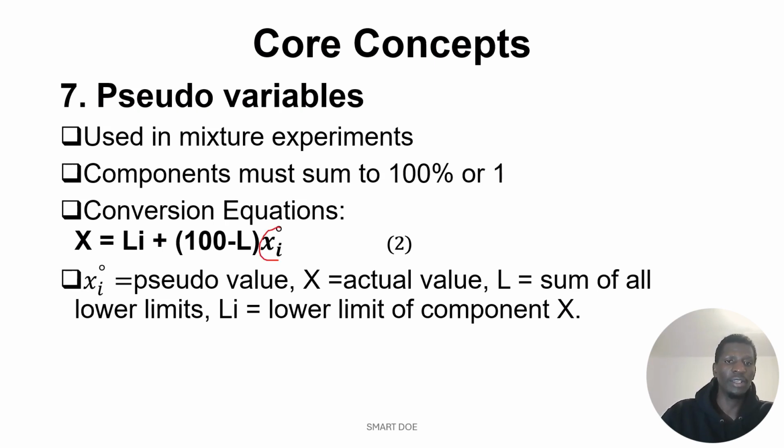Capital X is the real value. L of i is the lower limit of component X, and L is the sum of all the lower limits of the component proportion.